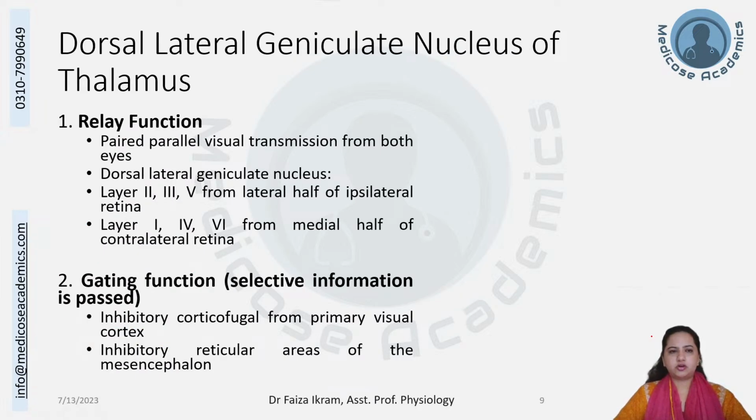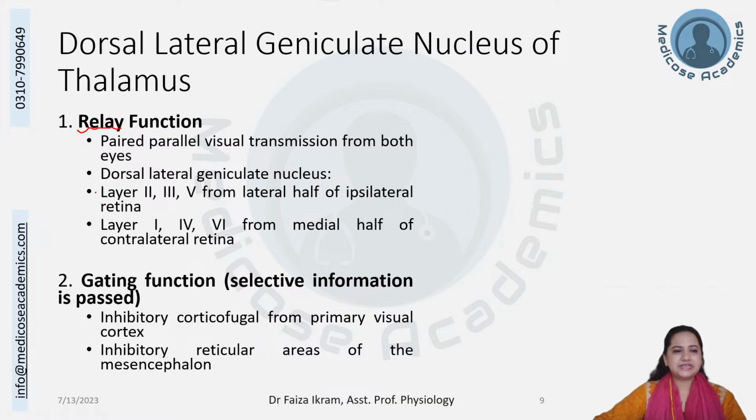As we talked about, the dorsal lateral geniculate nucleus of the thalamus, which is the lateral geniculate body, is where the optic tract terminates and optic radiations arise. So this is the first of its functions, its relay function. The lateral geniculate body is receiving signals from both the eyes, temporal half of one retina and nasal half of the other retina. It keeps it coded likewise. It does not get it mixed.